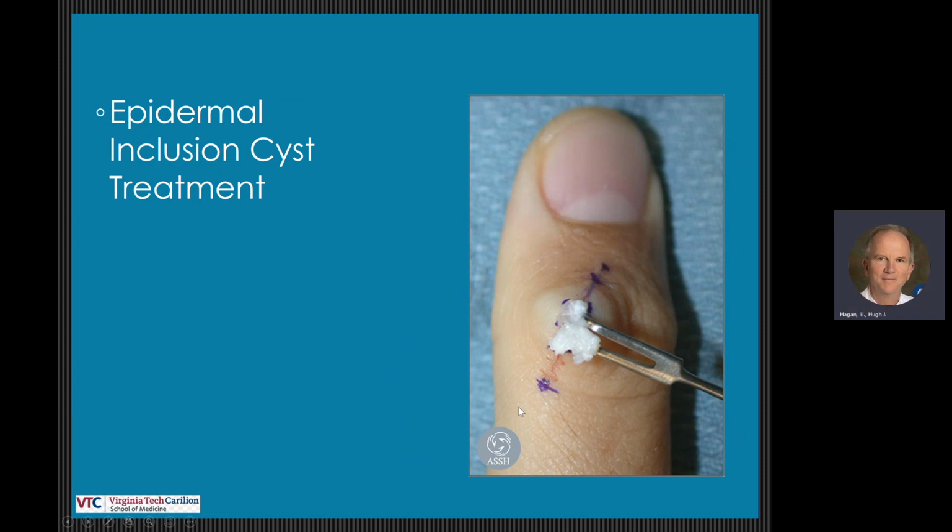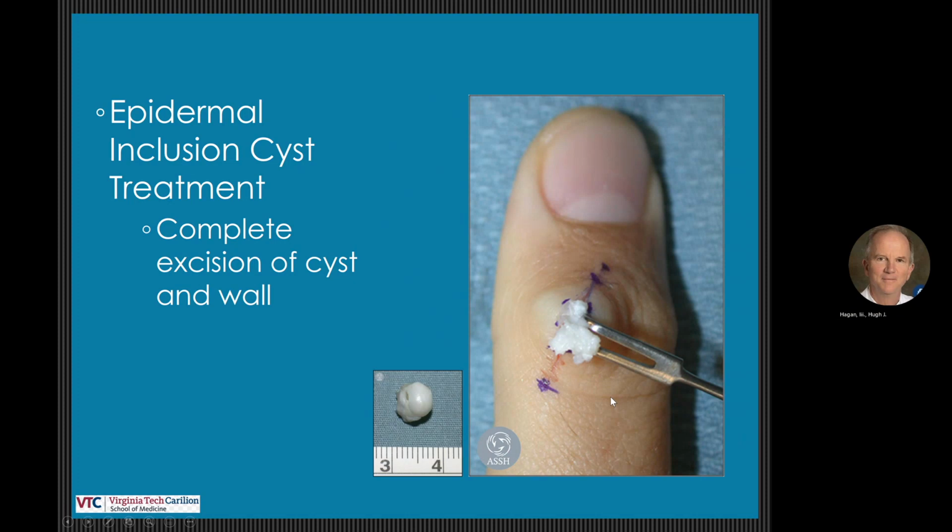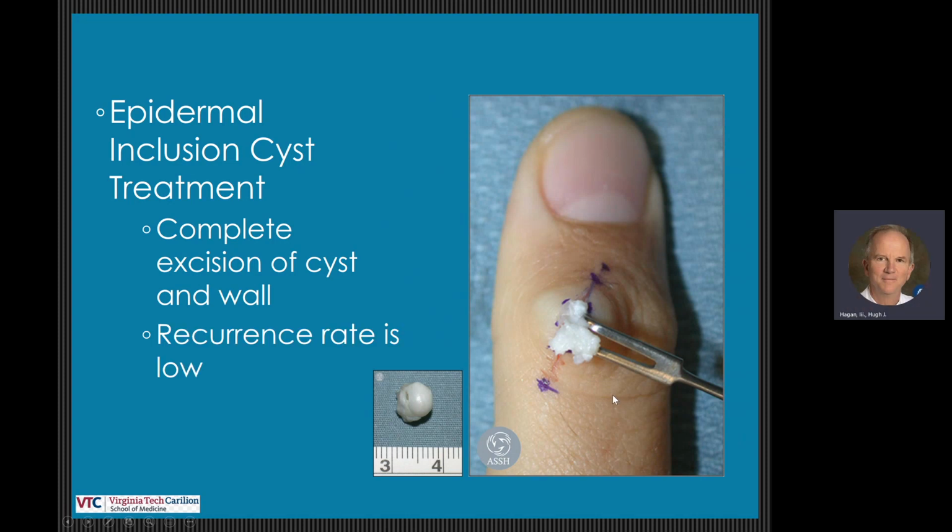Typically, an epidermal inclusion cyst can be treated effectively with complete excision of the cyst and wall. The cysts include this friable white material, which is just basically contained keratin. And the lesions can be small, a few millimeters in size, or they can be larger. Once they're excised, the recurrence rate is very low.